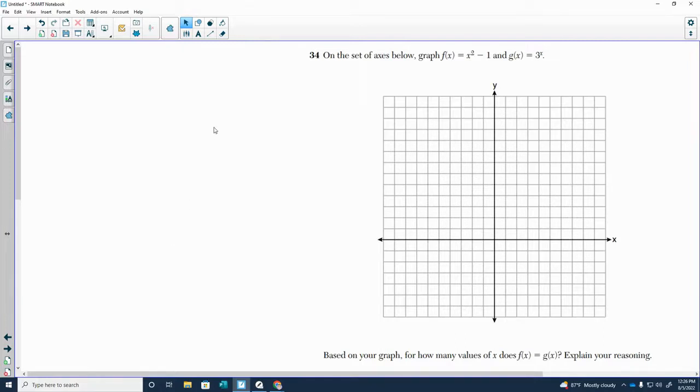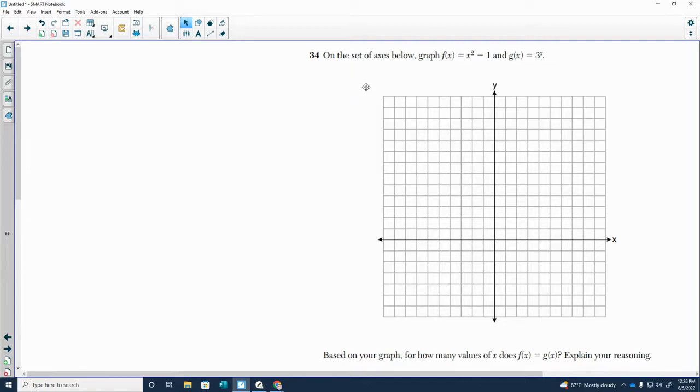We're going to be using the Desmos graphing calculator, and we're going to be using question 34 from the June 2022 Algebra Regents. Number 34. On the set of axes below, graph f of x equals x squared minus 1 and g of x equals 3 to the x power.